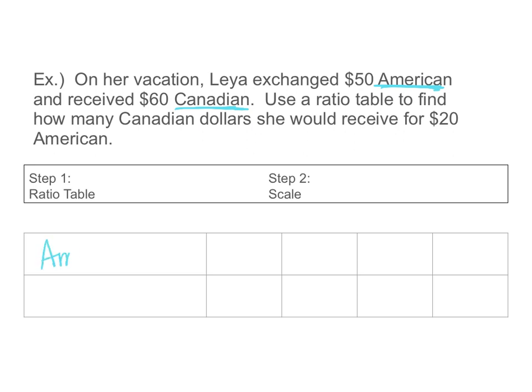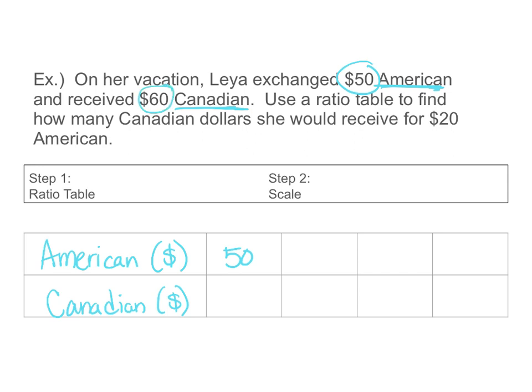So I'm going to say American, and then I'm going to put in parentheses a $ sign, and then Canadian with a $ sign. All right, so how much American? It was $50. I just need to put 50. Remember not to put any labels or units in your actual ratio table. And then the next one is $60, so I need to put 60. Do not put that $ sign in there.